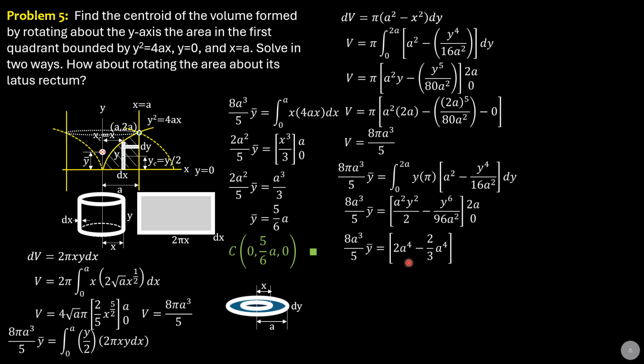So 8a cubed over 3 y bar equals 2a to the fourth minus 2/3 a to the fourth. Of course, lower limit 0. I'm not showing it anymore. So simplifying using your calculator, 2 minus 2/3, so that would be 4/3 times 3, 4a to the fourth divided by 8a cubed. So that's why it is 5/6 of a. So the centroid is indeed at quantity 0, 5/6a, comma 0. So that's it for that problem.